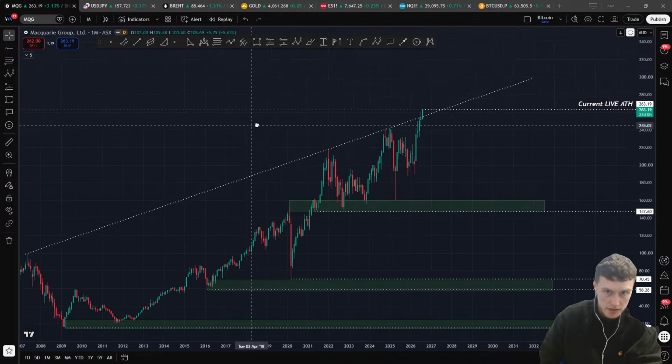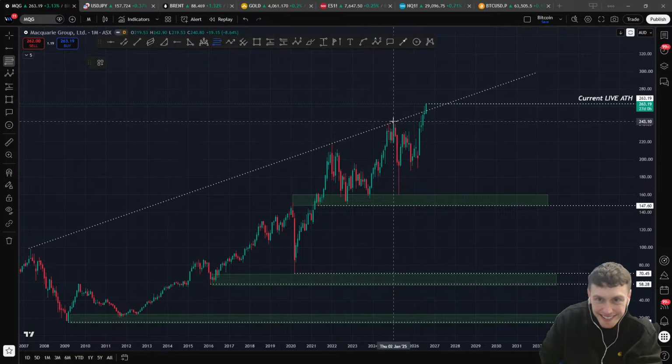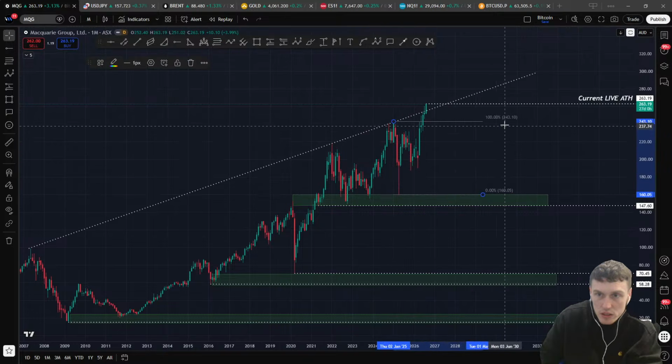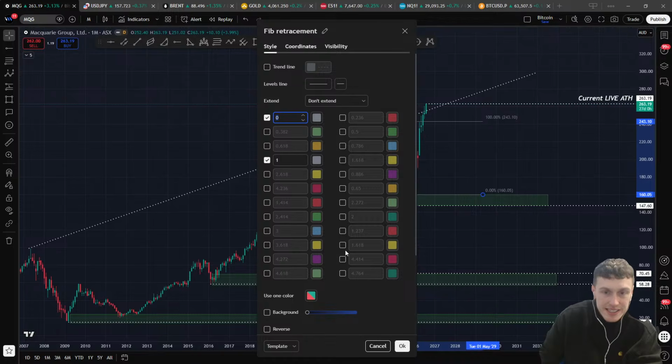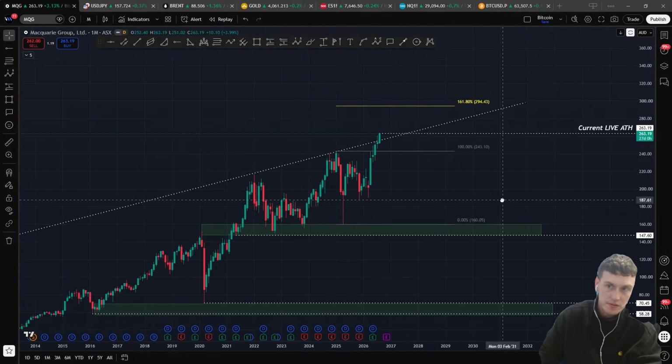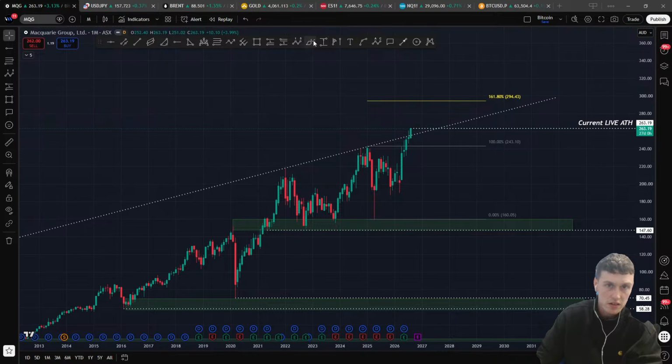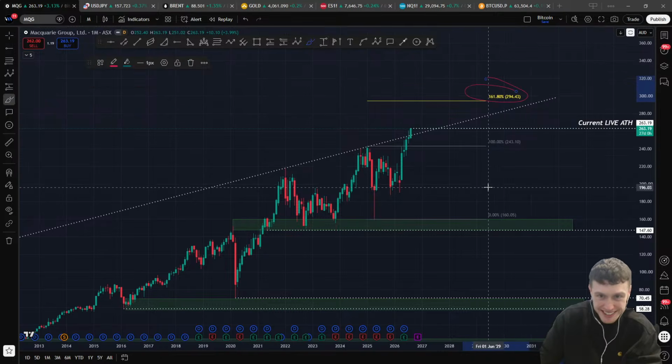It makes it harder given the extensions aren't. Let's just actually look at the 1 to 618 extension. Maybe that's a profit taking target, Craig. It's just something to consider.